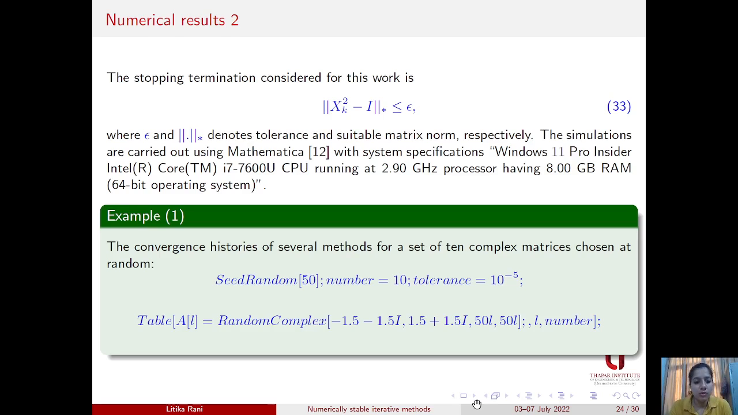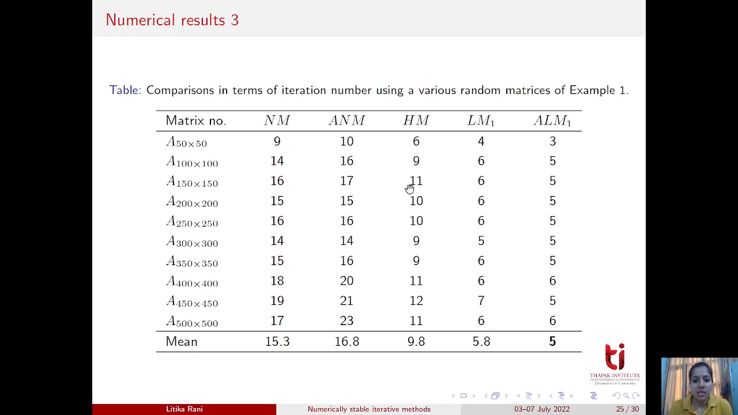So for that we have considered 10 random complex matrices whose entries range between these two values, and all these matrices are of different sizes and random, and these matrices are considered from a matrix library, with seed random 50, and the obtained results are given in this table. This table represents the number of iterations required for each method to converge to the sign function. Basically, the first three methods are the compared methods, and the last two methods are the proposed methods.